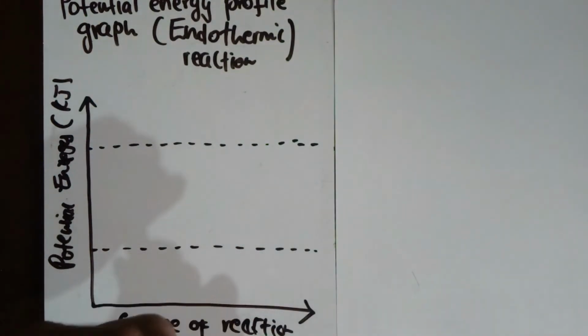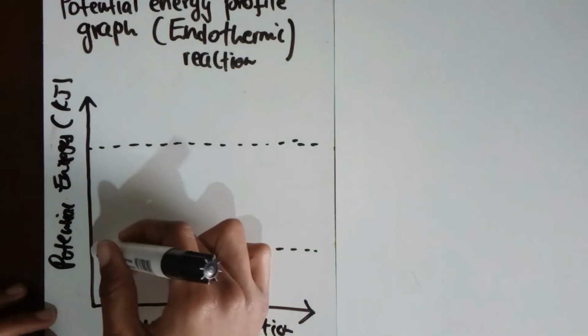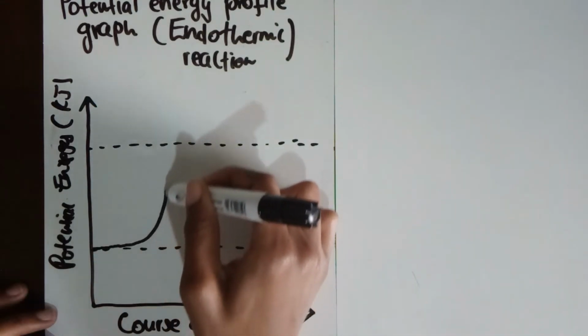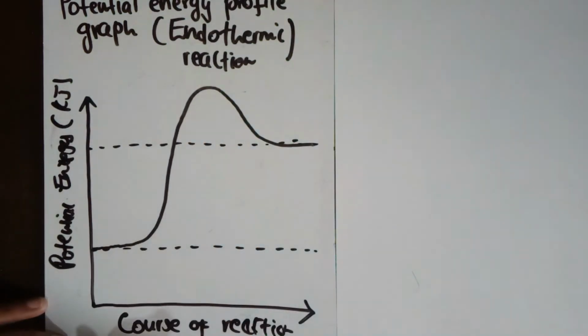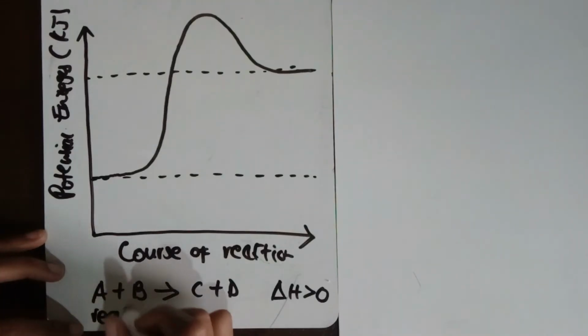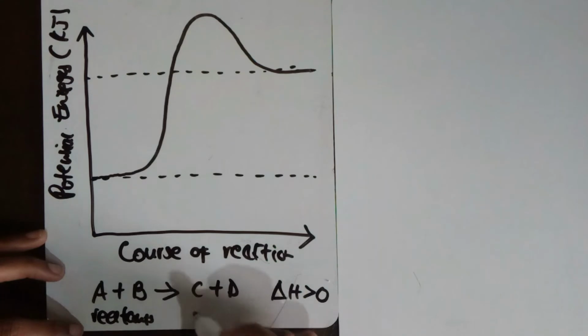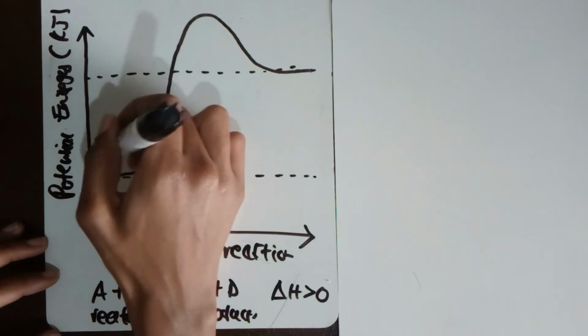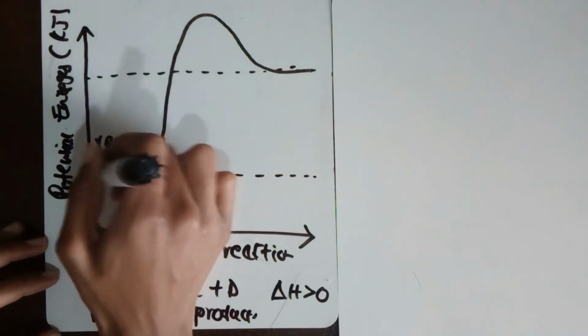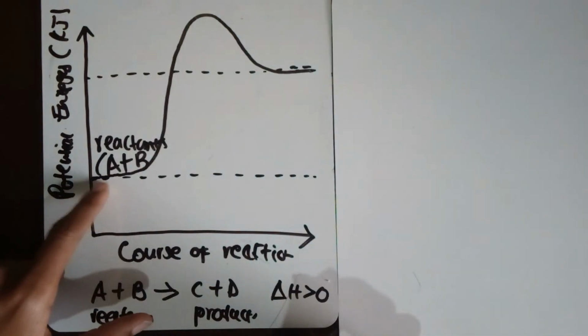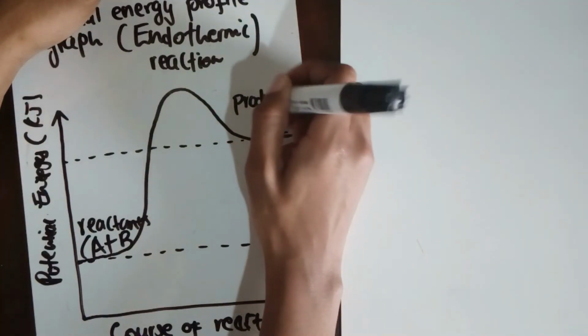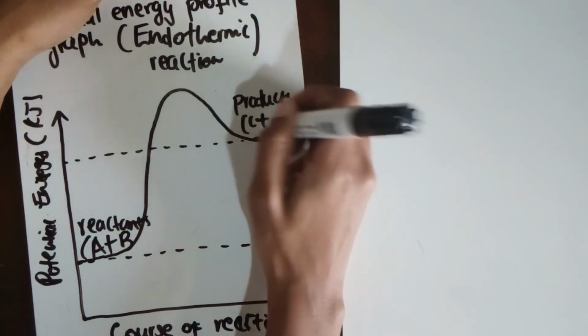And then just try to draw this graph here. So here you will have your reactants, which is A plus B. And over there, notice the energy of your reactants as well as the energy of your products. So on this side, you have your products, which is given by C plus D, right?